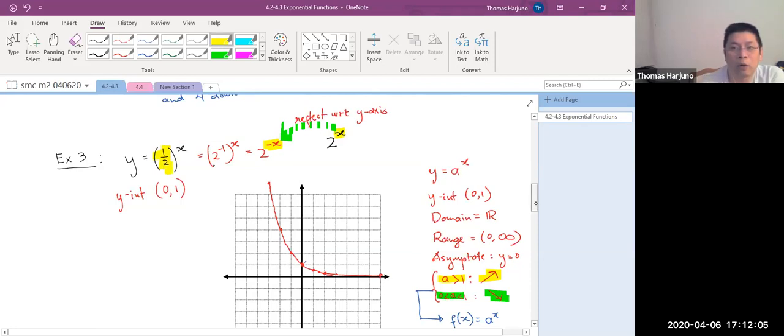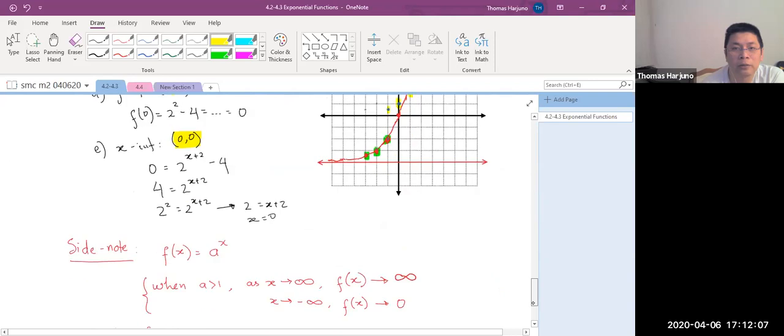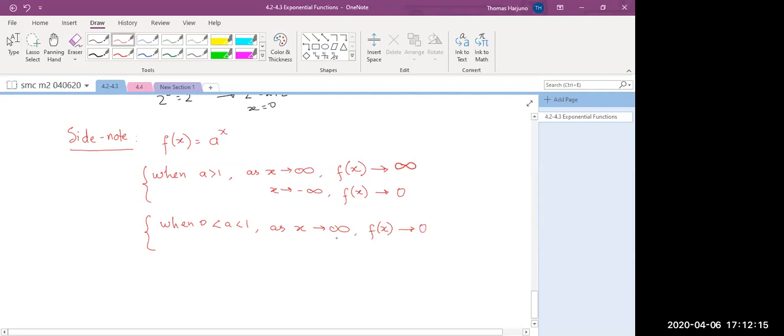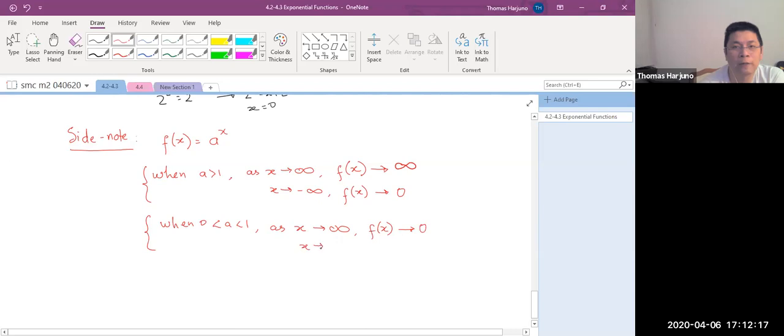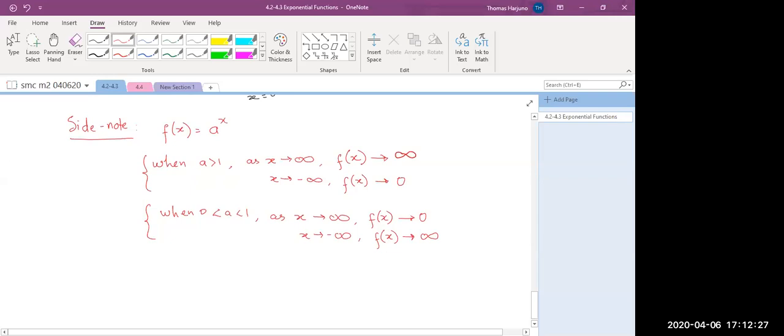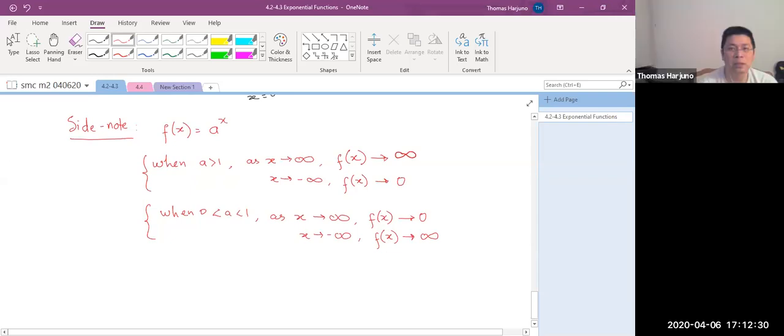Okay, so when I go very far to the right, the value of the function will get closer to 0. And when I go very far to the left, it instead goes to infinity. Okay, that's a side note, the first side note, I should say, a very important one.